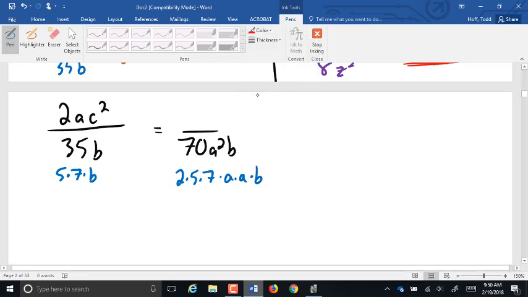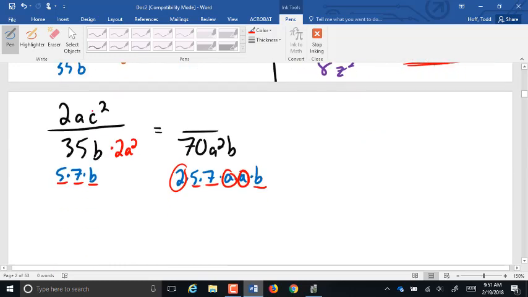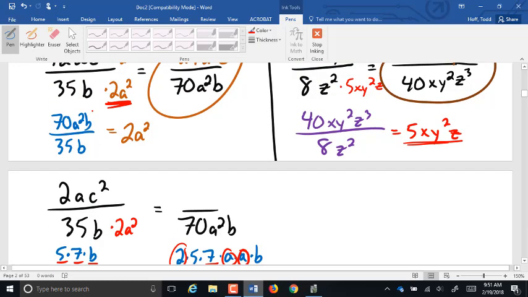What we are doing when we do this is we are just putting in missing factors. Both of these have a 5 and a 7 and a b. What's missing is the 2, the a, and another a. That makes 2a squared, which is exactly what we multiplied by up here. Same thing could have been done over here.